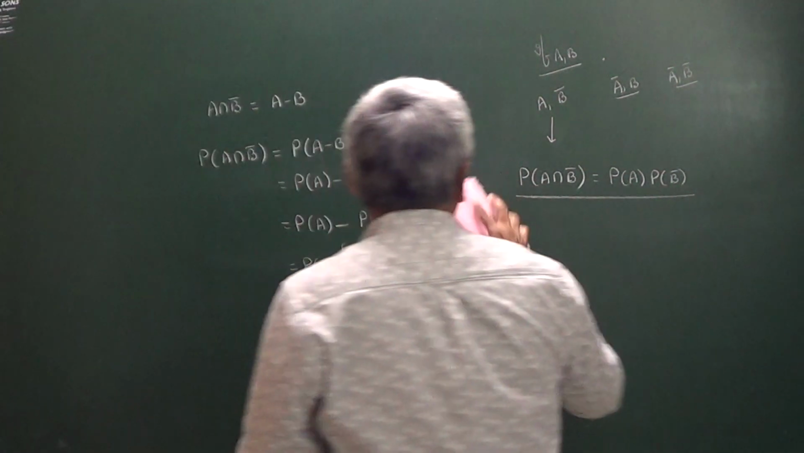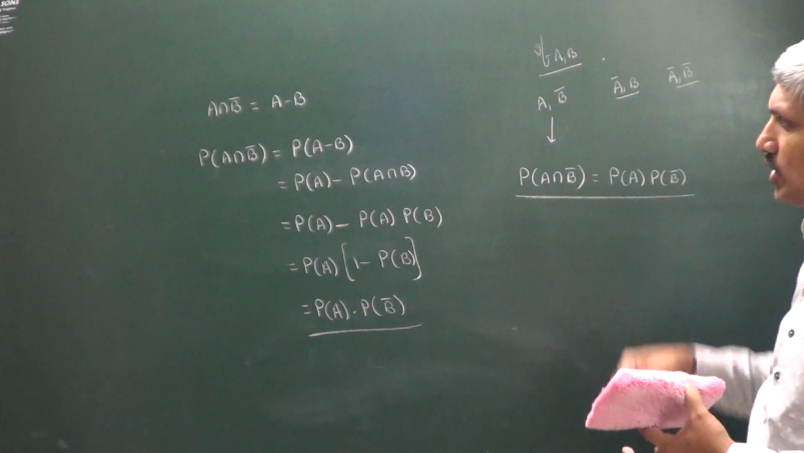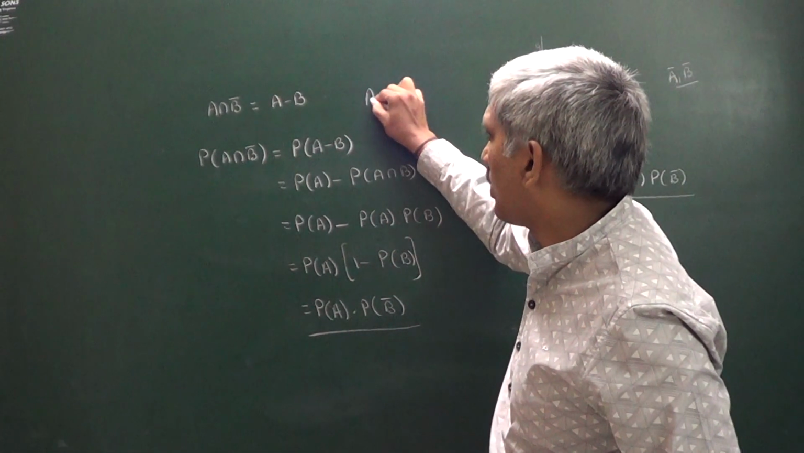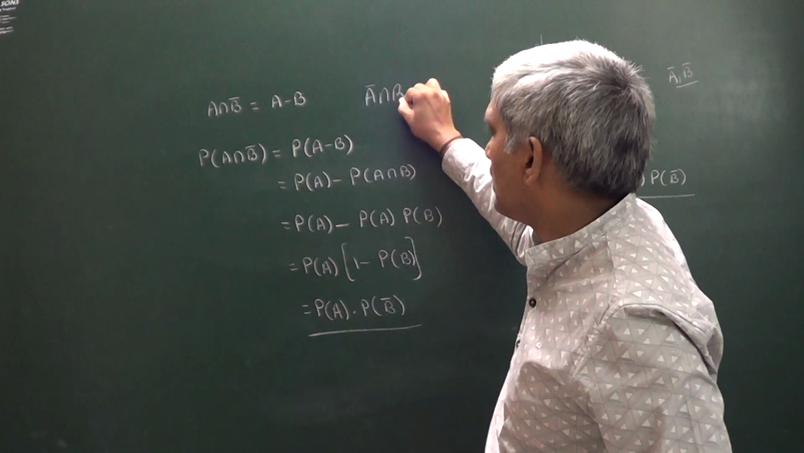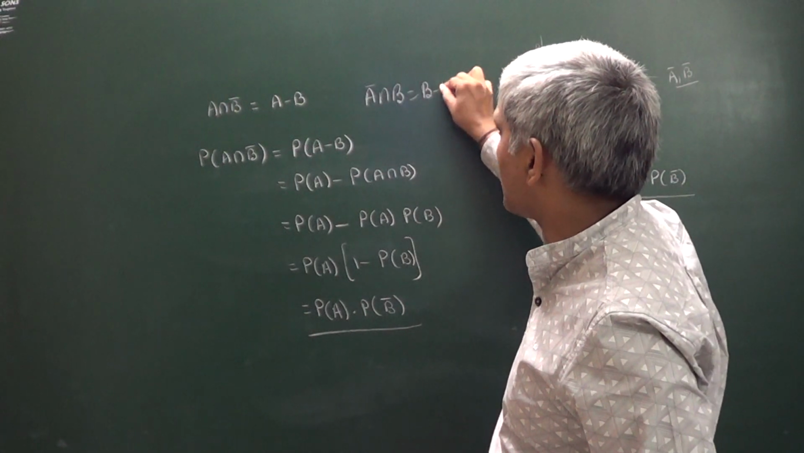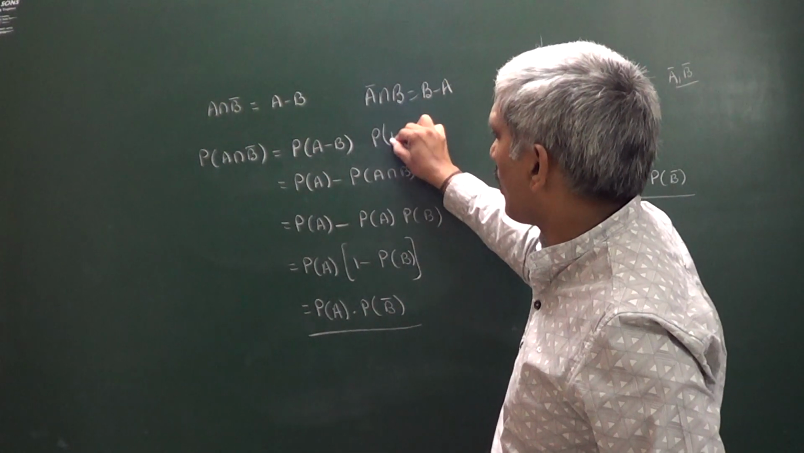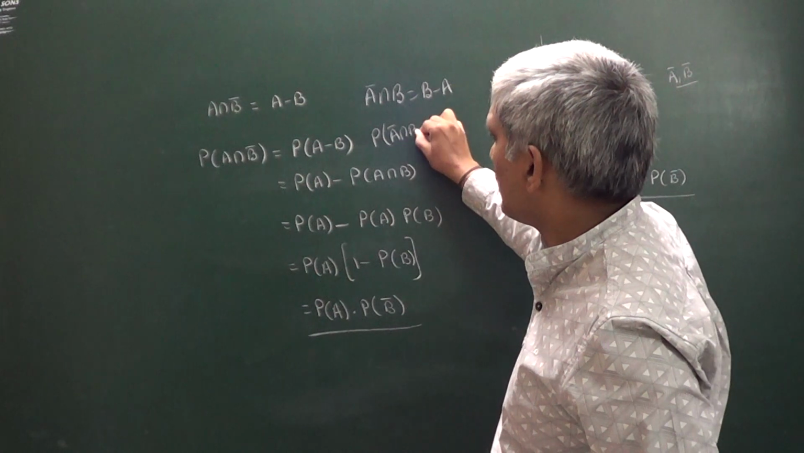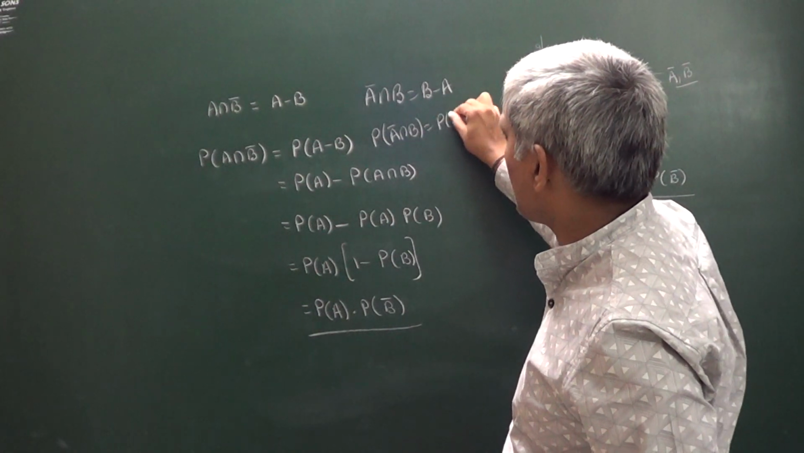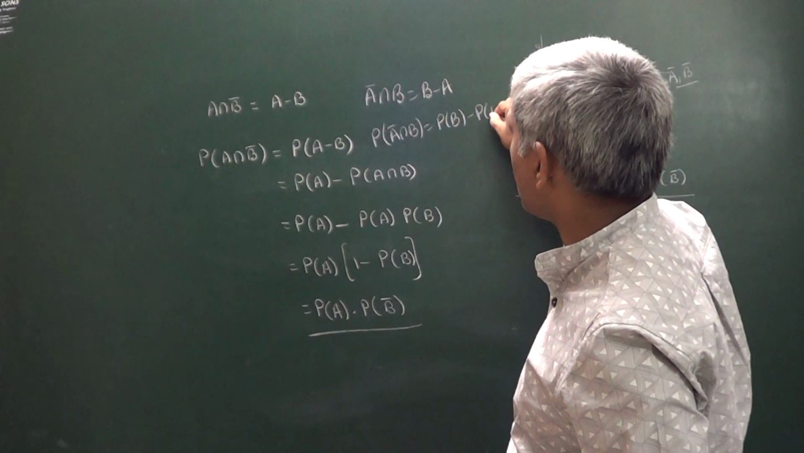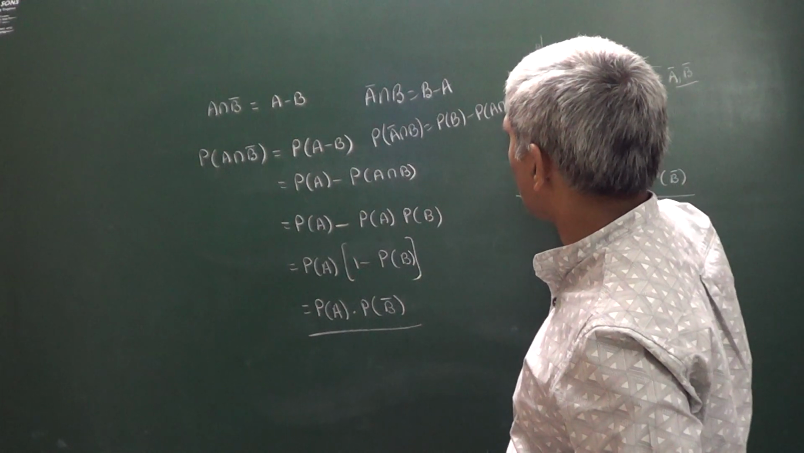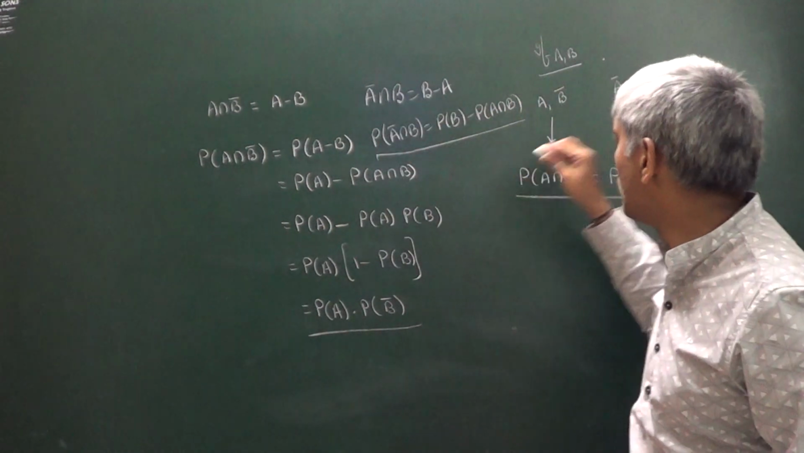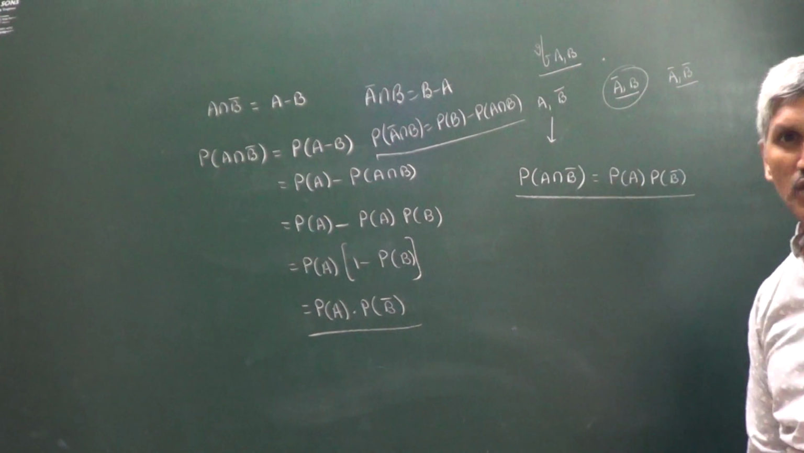But at the same time, similarly we can prove this one also. As you know, A bar intersection B we can write as B minus A. That's why P of A bar intersection B we can write as P of B minus P of A intersection B. So with the help of this, we can prove these two events are also independent events.